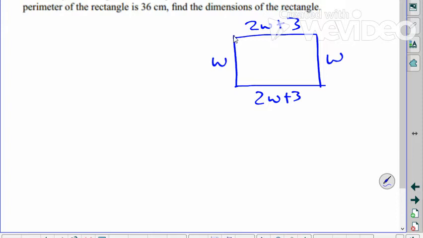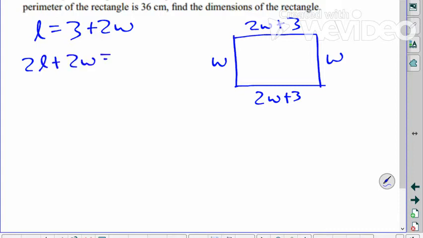This is the way I set it up. It's not going to end up as a system of equations, but I'll show you how it would. In fact, let's do that. The length is 3 centimeters more than twice the width. And normally for the perimeter of a rectangle, that's 2 lengths and 2 widths. That perimeter is equal to 36.